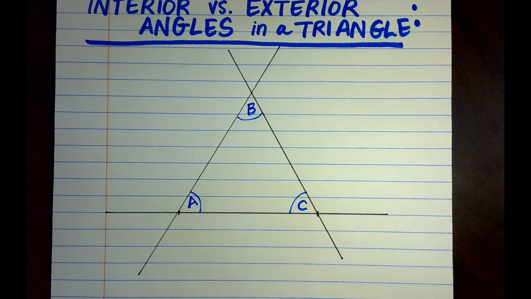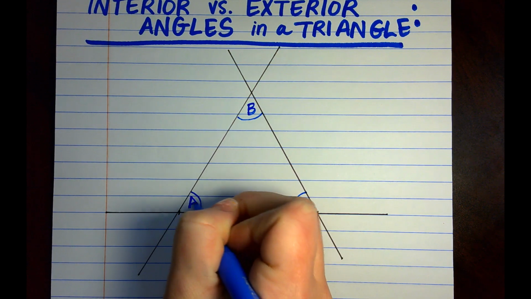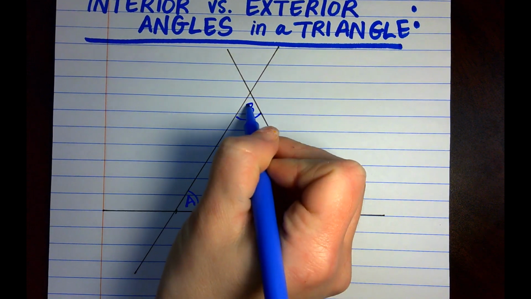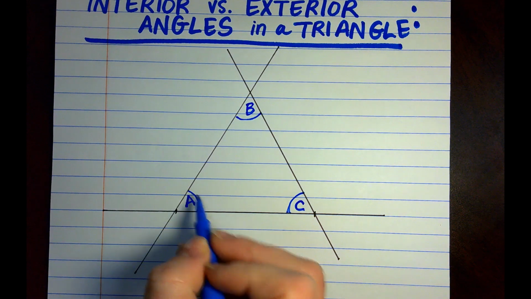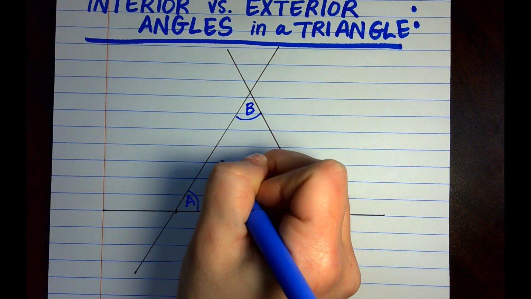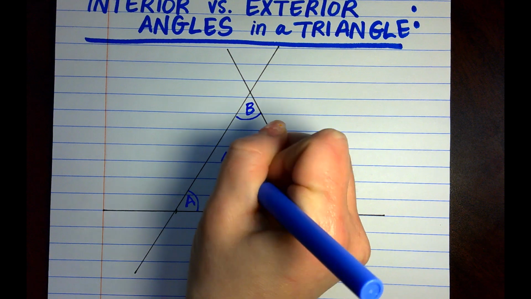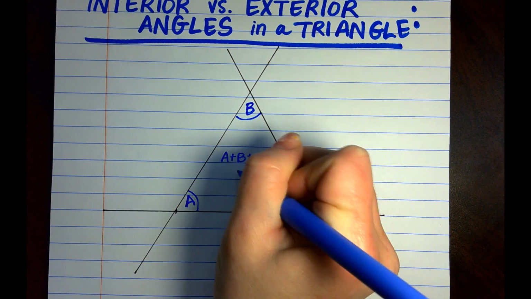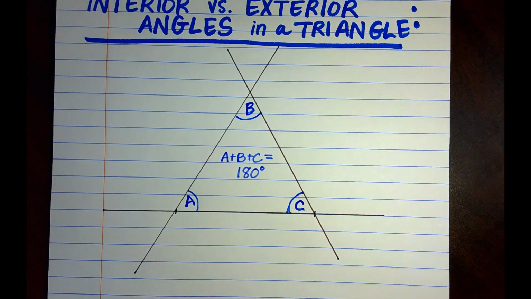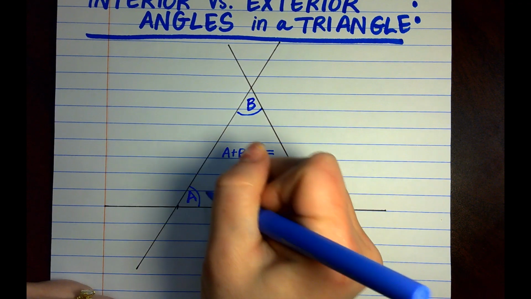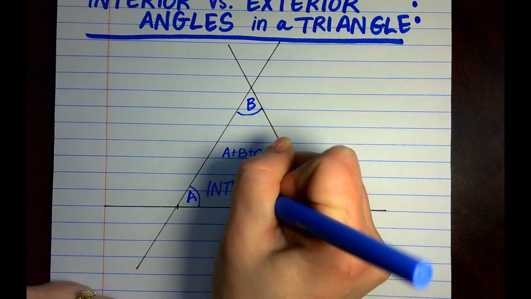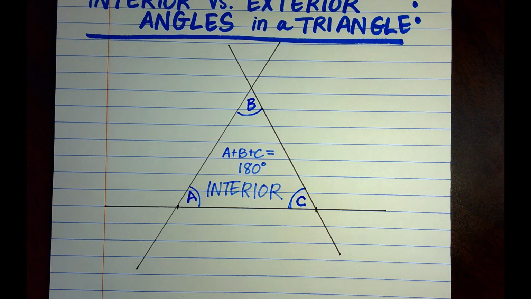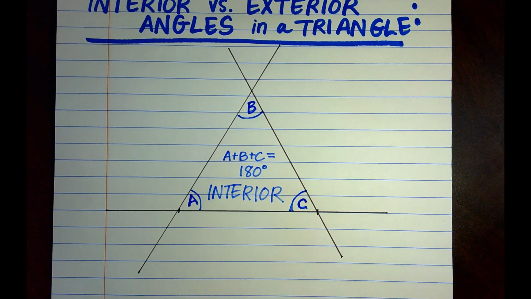So we learned that if I add all the interior angles of a triangle together, I get how many degrees? 180. So within my triangle, I'm going to write A plus B plus C equals 180 degrees. These are my interior angles. They're on the inside, interior.